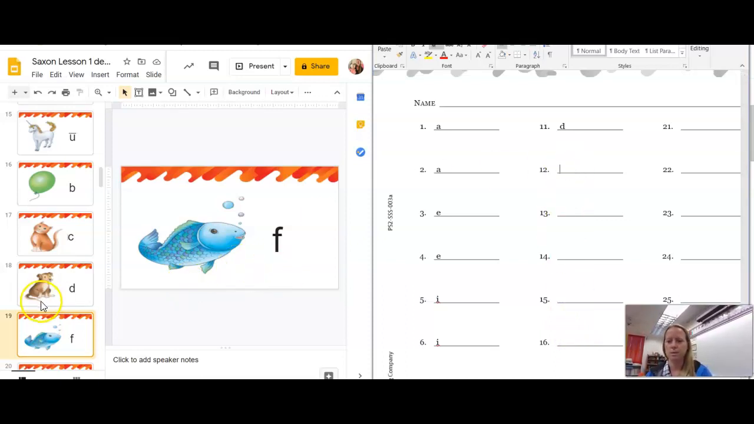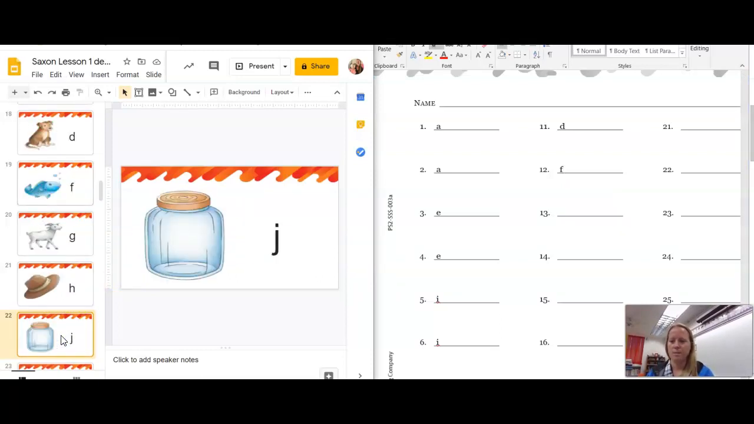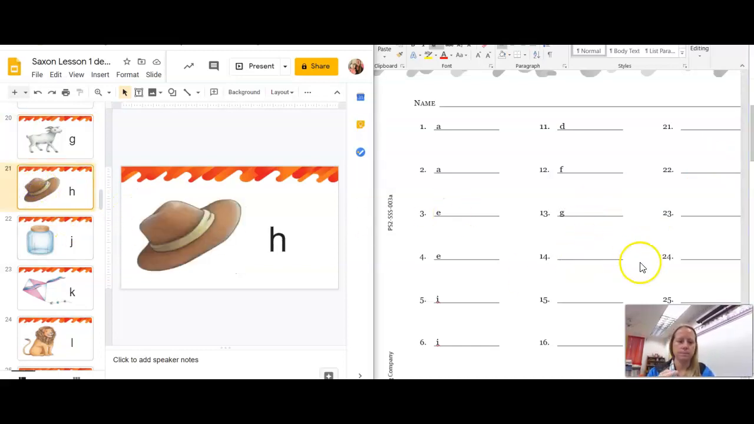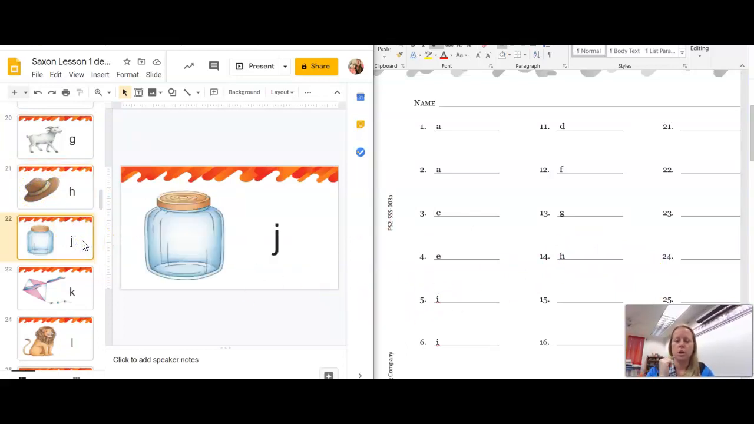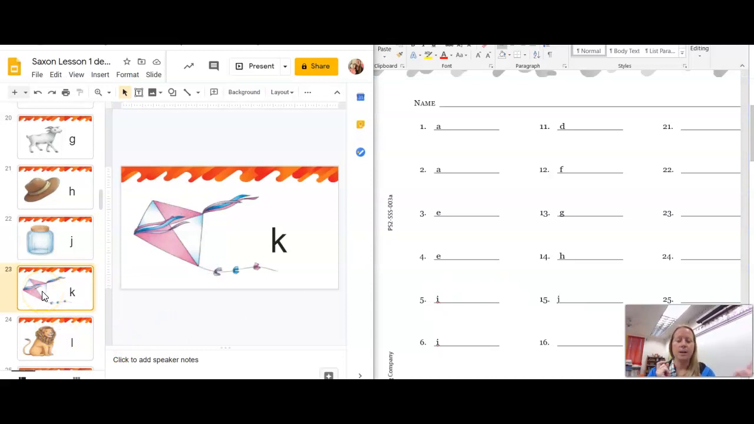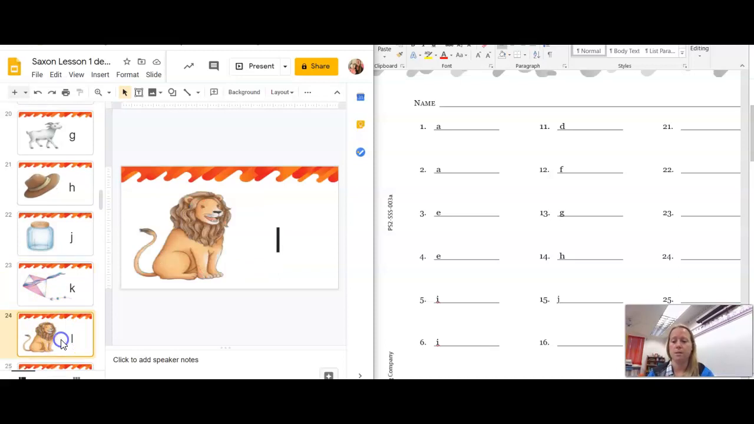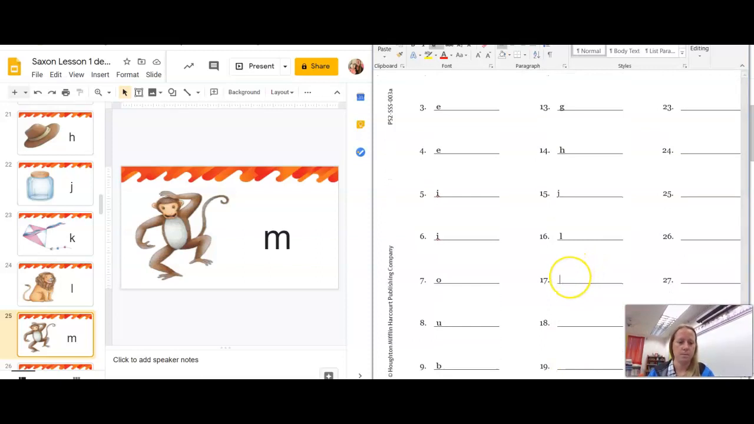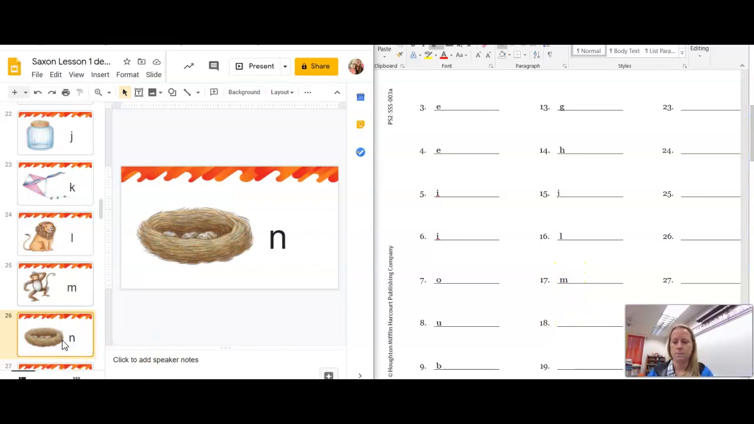Alright, so I got dog, d, and then fish. Next one is, I'm going to just scroll up, goat, g, hat, h, jar, j. And we already wrote the K, so we're not going to write it again. Okay? That was with the K, comma, C. Lion. Monkey. Nest.